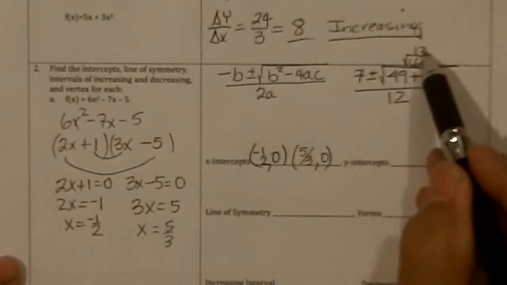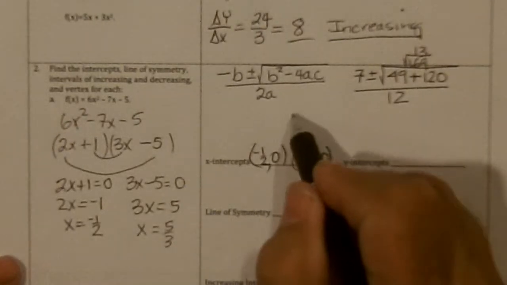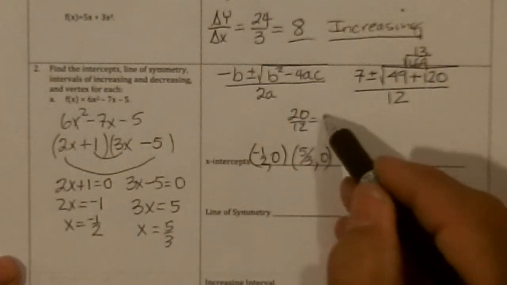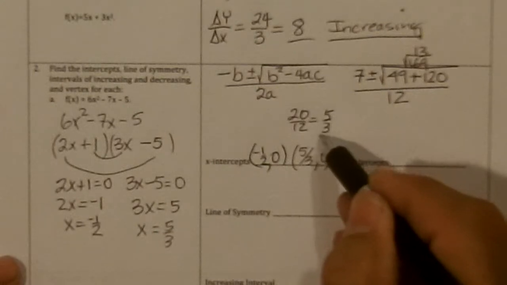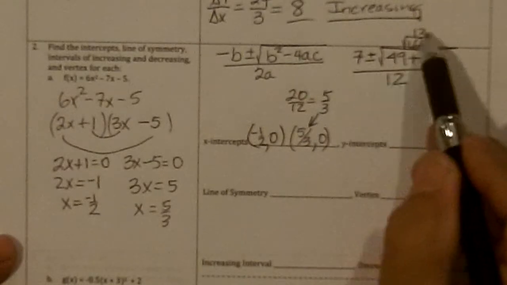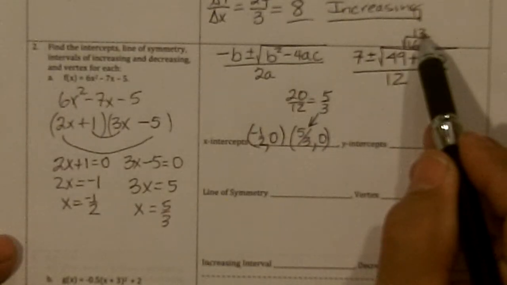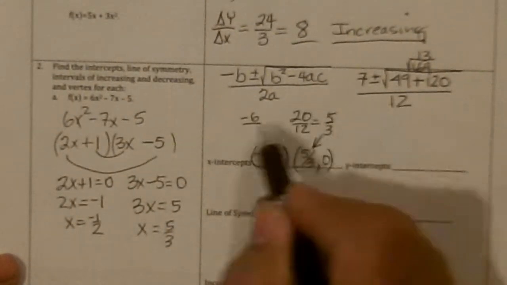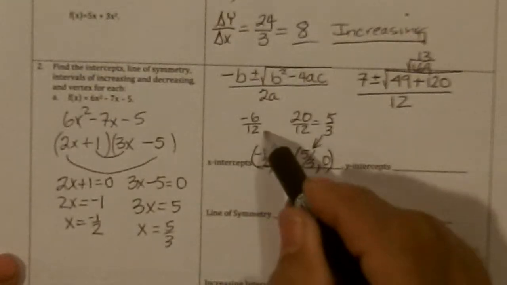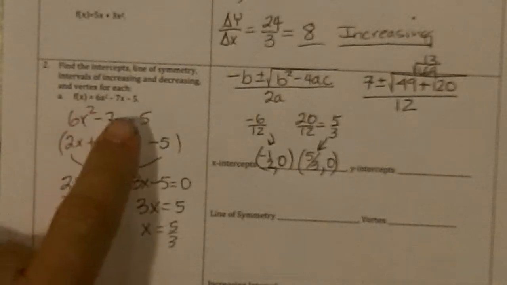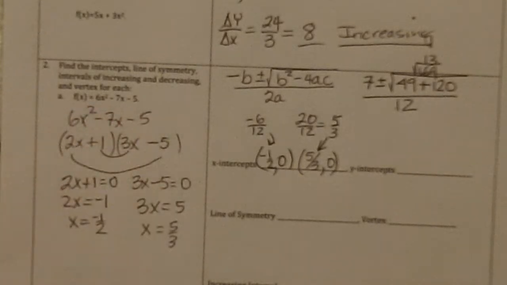So we have 7 plus 13, or 20, divided by 12. And 4 goes into both of those. 5 and 3, and so there's the 5/3. And 7 minus 13 is -6 over the 12, and there's the -1/2. Or you could have typed A, B, and C, the 6, the -7, and the -5 into the calculator, and it would have given you those.